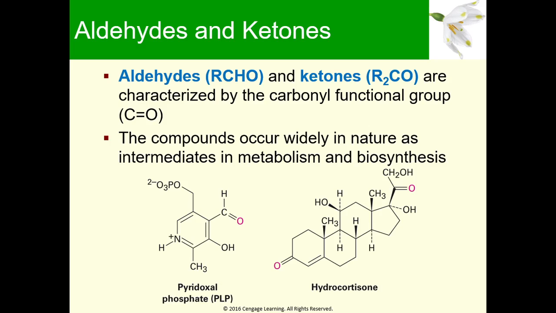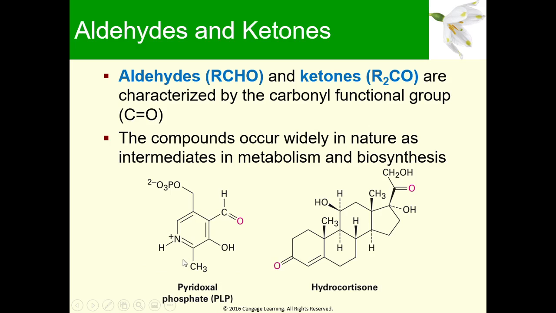Aldehydes, with a functional group of RCHO, and ketones, with R2CO, are characterized by a carbonyl functional group. It is symbolized by this C double bond O. These compounds occur widely in nature as intermediates in metabolism and biosynthesis. We have here two examples, pyridoxal phosphate and hydrocortisone.